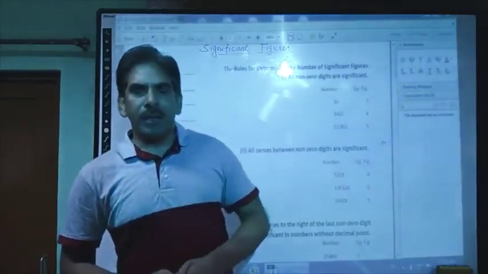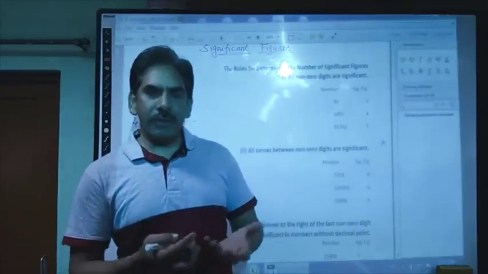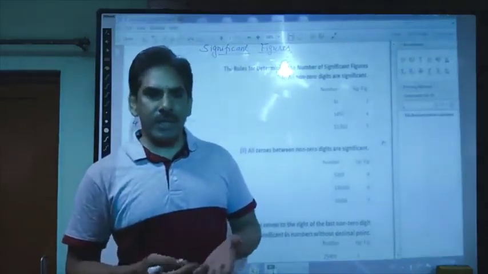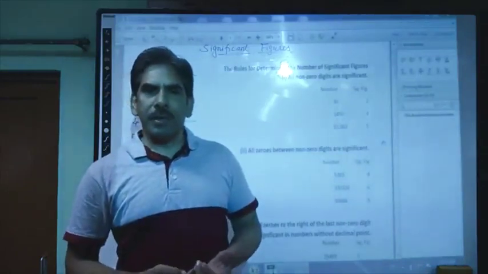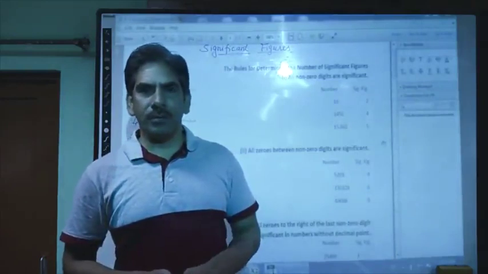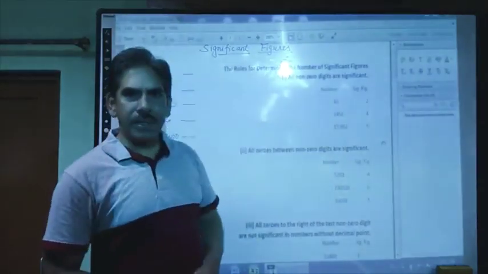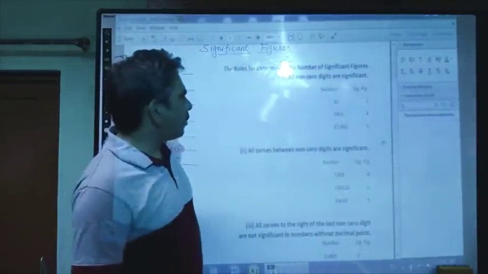So how many significant figures are there in any given number which we have been given or which we have just measured in an experiment? For this we have certain rules. Here are the rules which I have just summed up.